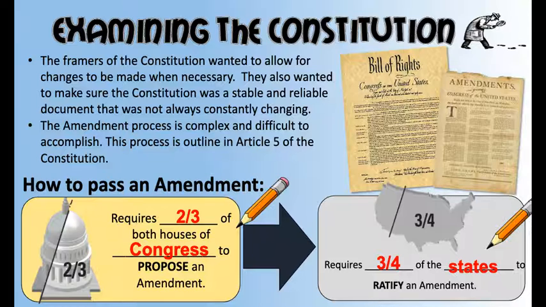66% and 75% are pretty high numbers. And the reason for that, again, is because they didn't want us just changing the Constitution willy nilly. They really wanted to make sure that when a change was made, it was a good change that would be lasting.